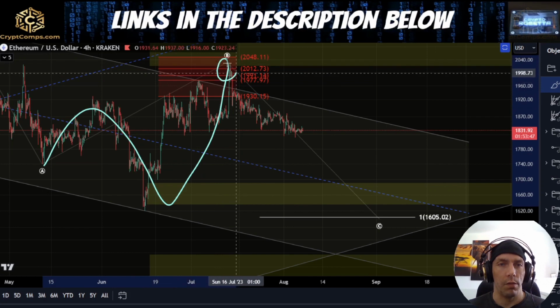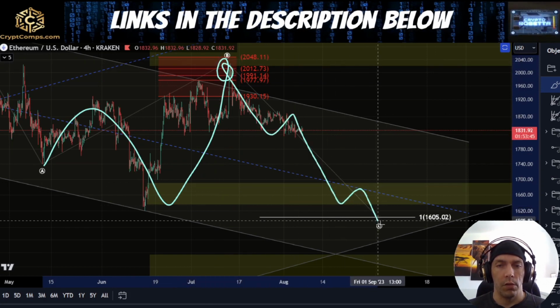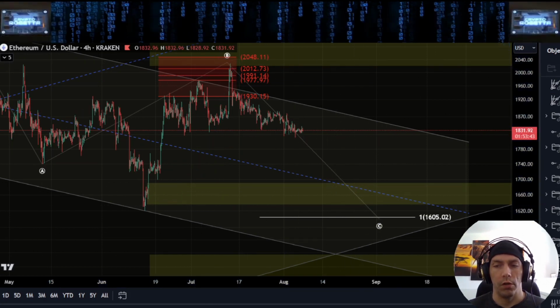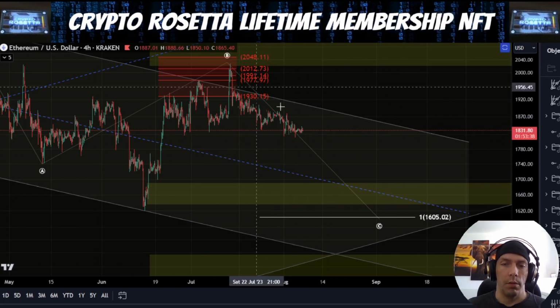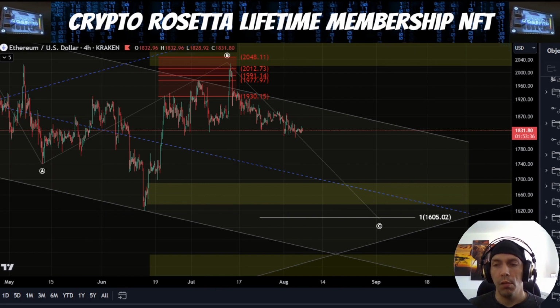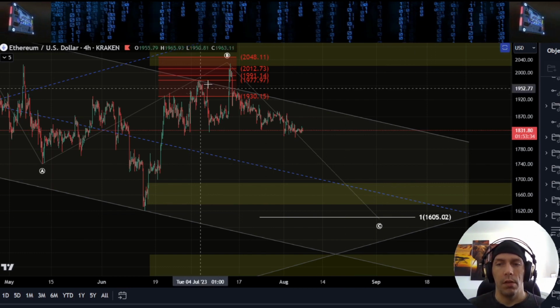If we have this as a flat, effectively what we could start to see is a 5-wave move to the downside looking to play out over here. Now, if this is the case and what we're looking for is this idea of this as a C wave, effectively what we need to see is 5 waves down.